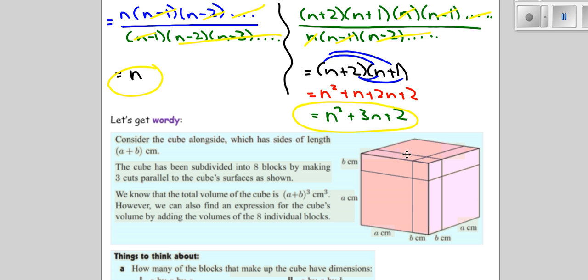We know that the total volume, of course, has to be the side length cubed, so the total volume has to be (a + b) cubed. However, we can also find an expression for the cube's volume by separately adding up the volumes of the little blocks. Things to think about.